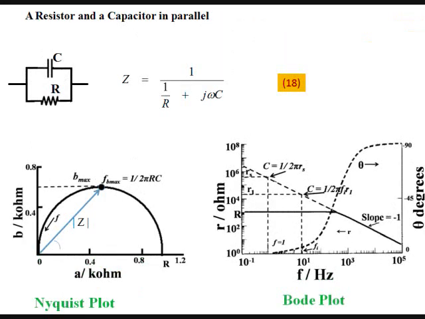When a resistor and capacitor are in parallel, the impedance can be calculated from equation 18. On the Nyquist plot, we get a semicircle. Low frequency data are on the right side of the plot and higher frequencies are on the left. The impedance can be represented as a vector of length Z or modulus Z. The angle between this vector and the x-axis is commonly called the phase angle phi or argument of Z.